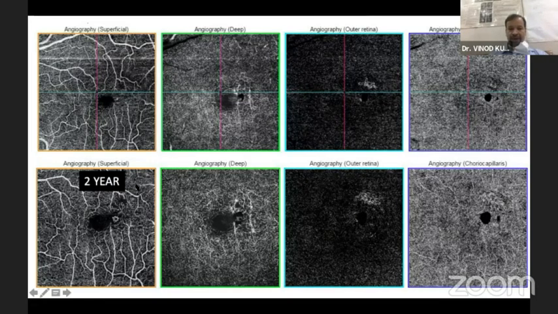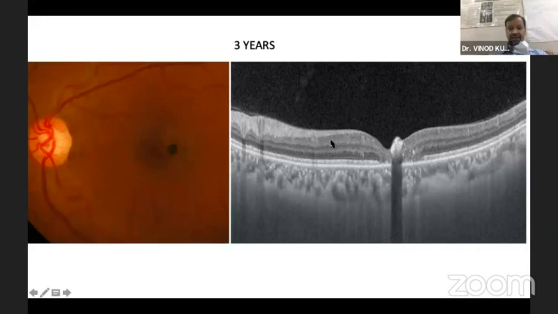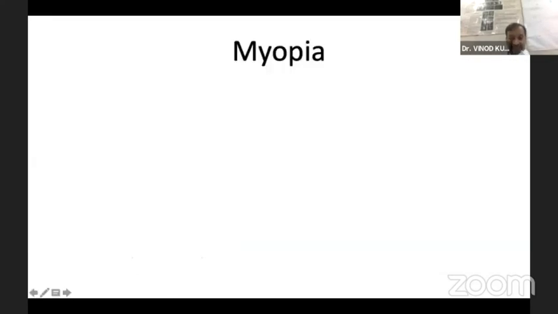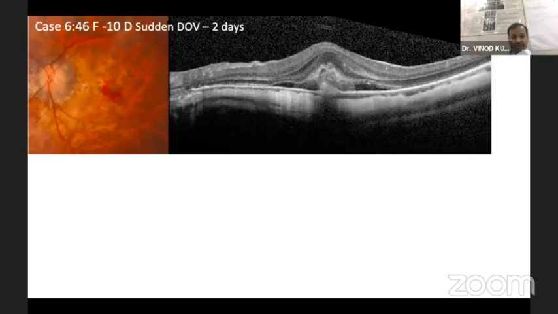When we followed up this patient over a period of 2 years, this complex increased in size, and again it increased further at 3 years. But if you see, there is no fluid, and the clinical picture remained the same. So again, OCTA will show us CNVMs in patients of MacTel which enlarge with time, but without any significant clinical change. So basically, I'm trying to highlight a set of cases where the CNVMs can be picked up on OCTA, but our management does not change just based on the OCTA findings.